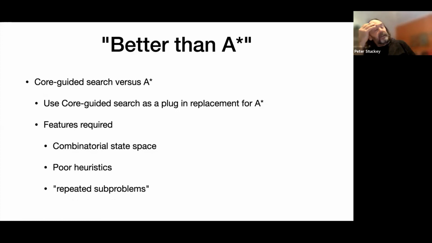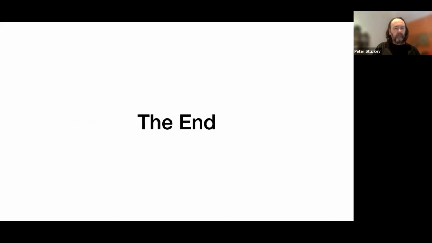And last but not least, I think one of the most interesting things about this is that core-guided search basically gives you a plug-in replacement for A*, right? So if you've got some kind of combinatorial state space and poor heuristics and repeated subproblems appear, then you should think about whether you can do what you're doing with core-guided search versus A*, and you might be able to do a lot better. And I know, because I've talked to planning people after seeing this talk, they're very interested in this idea because they use a lot of A* approaches, and they're missing out on that no-good learning. And so the idea of being able to use core-guided search to get there may help them as well. All right, that's the end.